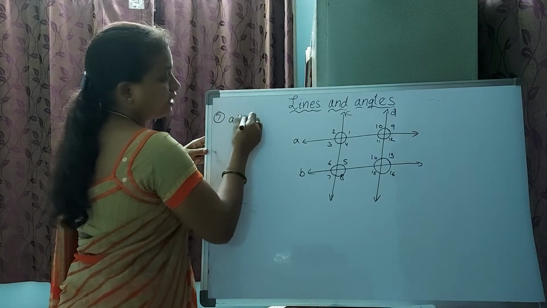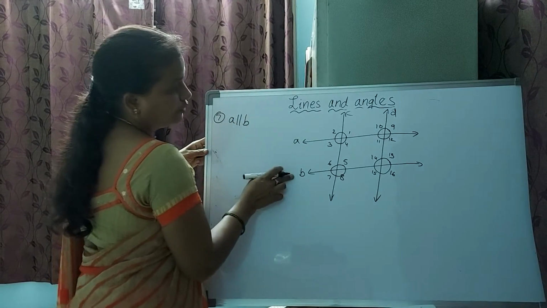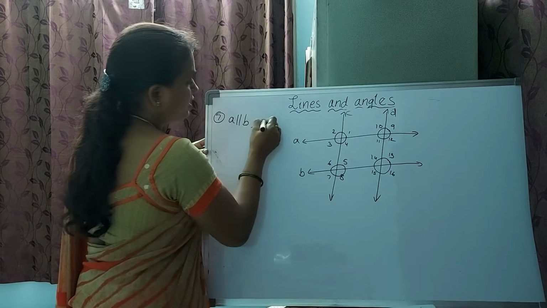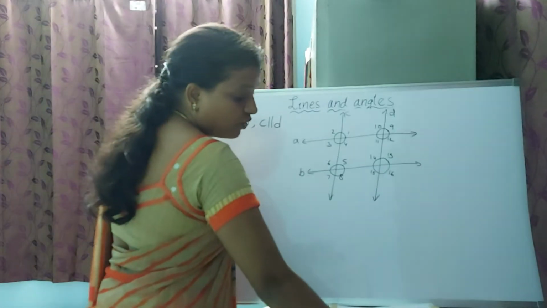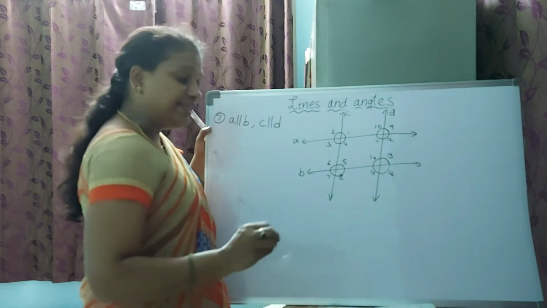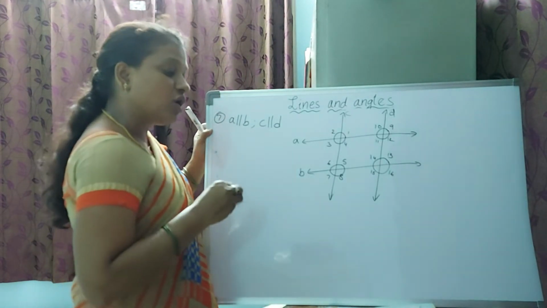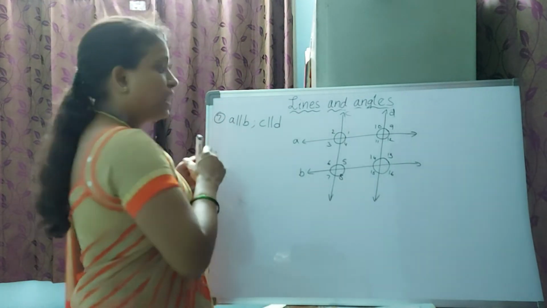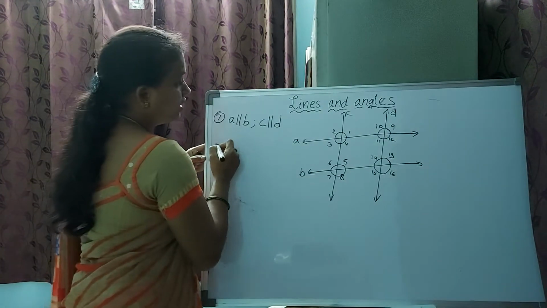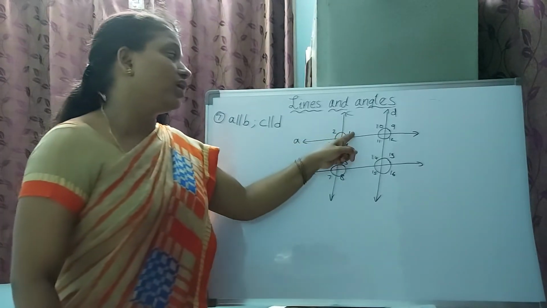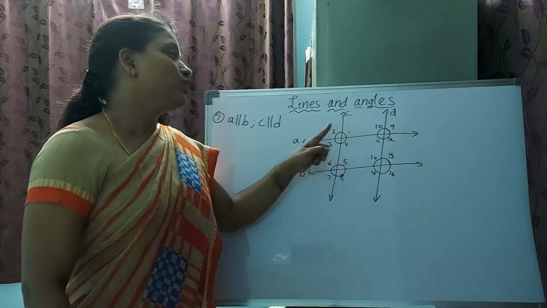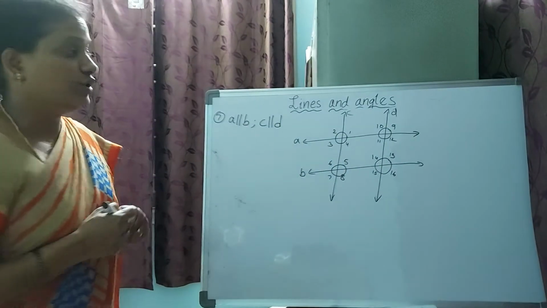See what he has given. Line A is parallel to B. C is parallel to D. What he asked you: name the angles that are congruent to angle 1, angle 2. Angle 1 congruent means which angles are equal to angle 1. We have to note down which angles are equal to angle 1.